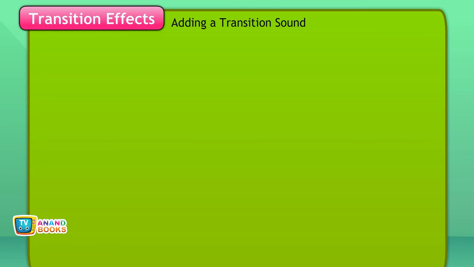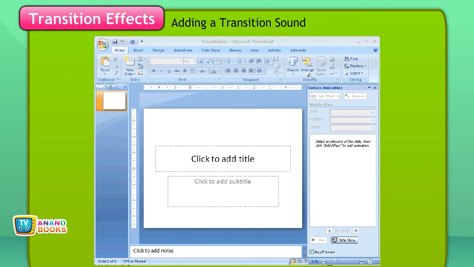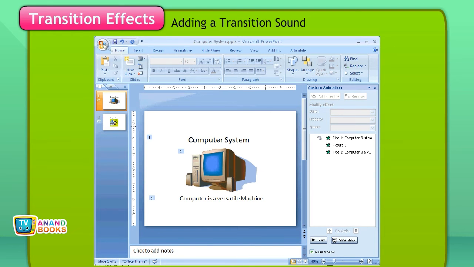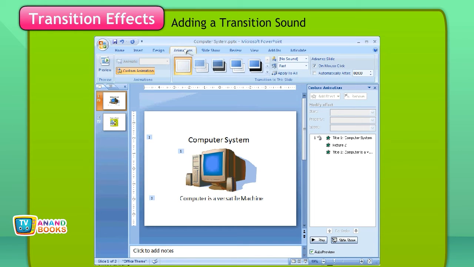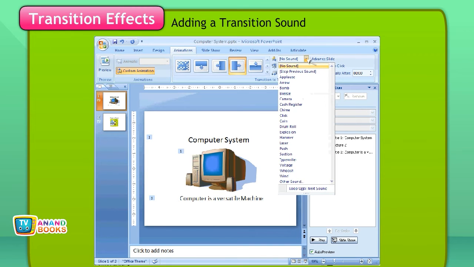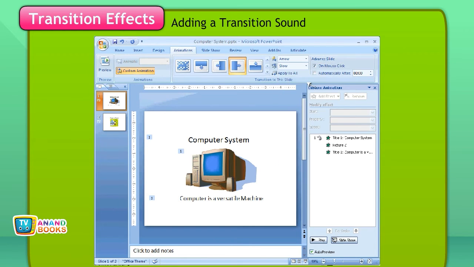Adding a transition sound. 1. Open a presentation. Select the slide thumbnail from the Slide and Outline tab. 2. Click the Animations tab on the ribbon. 3. Click the down arrow on the Transition Sound button in the Transition to this slide group. 4. Select the transition sound from the drop-down list that you want to insert into your presentation.